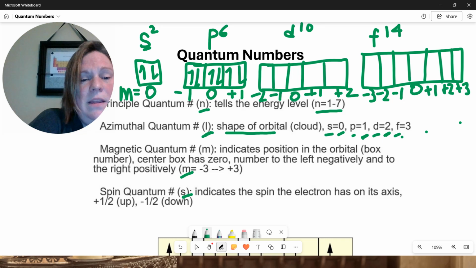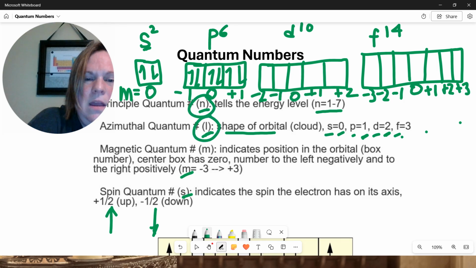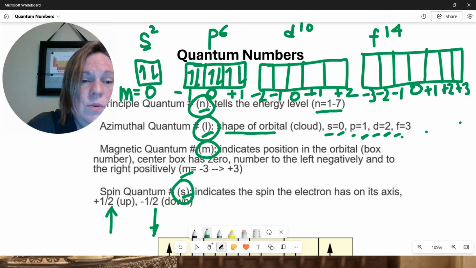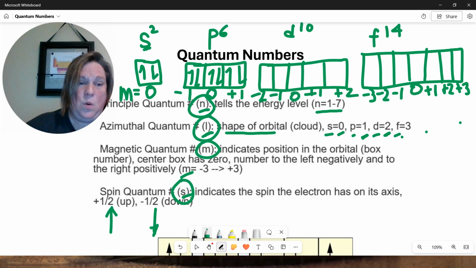Okay. Finally, the spin is whether the electron is pointed up or it's pointed down. If it's pointed up, it's a +1/2. If it's pointed down, it's a -1/2. So these 4 numbers, N, L, M, and S, represent the quantum numbers. Let's do an example using the 4 quantum numbers.